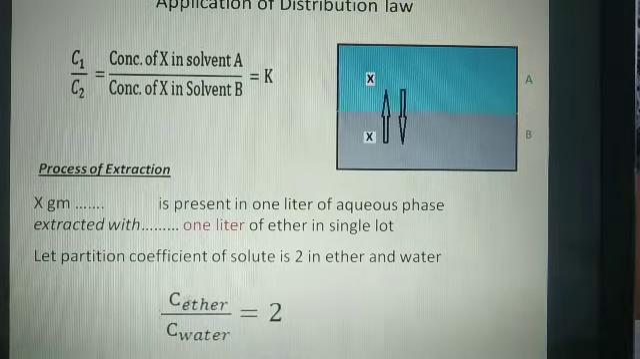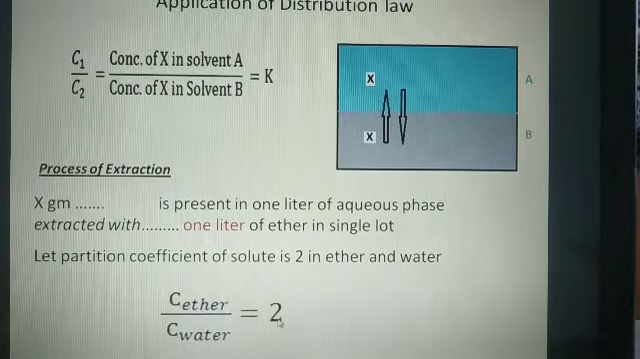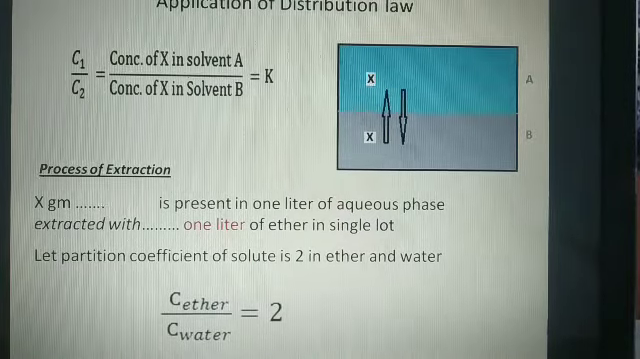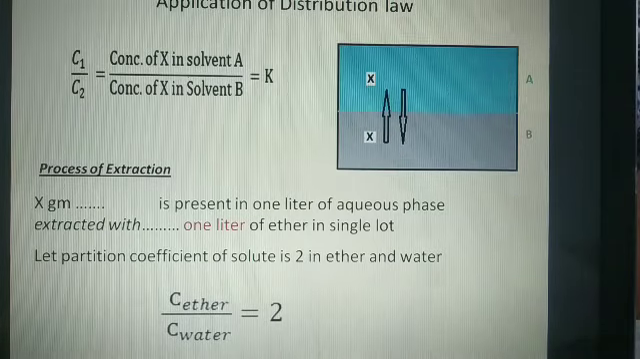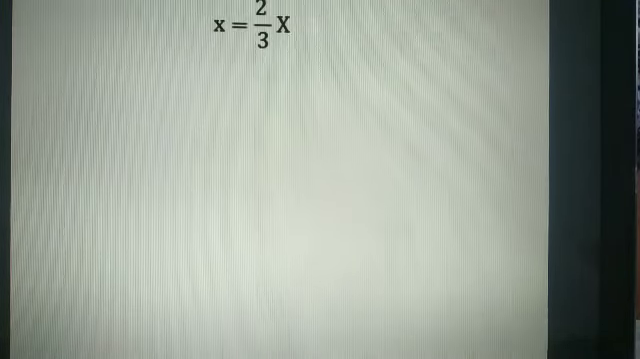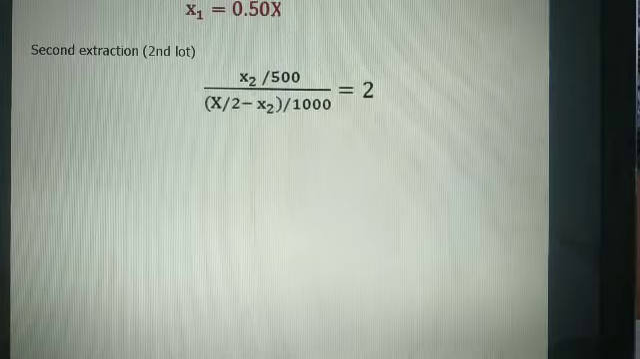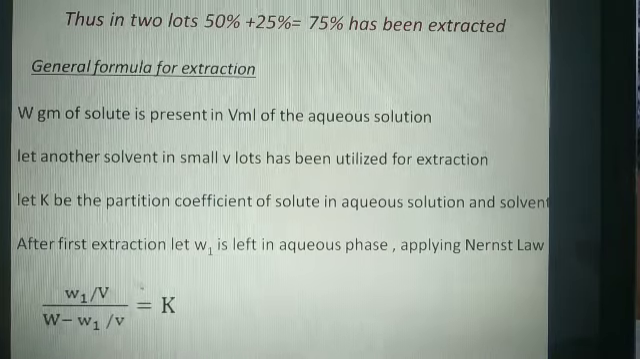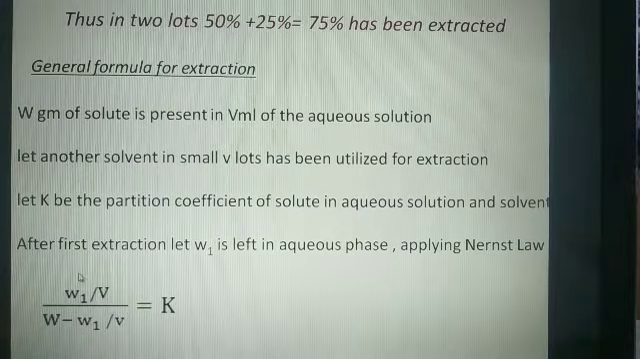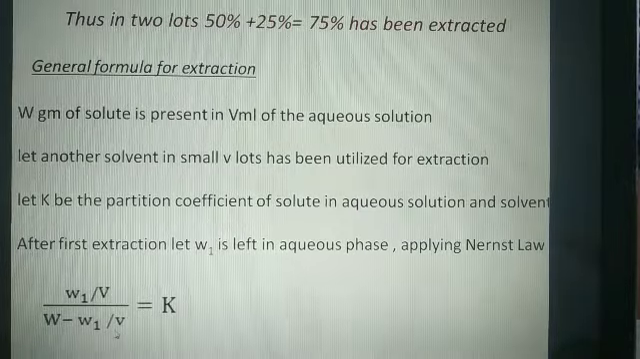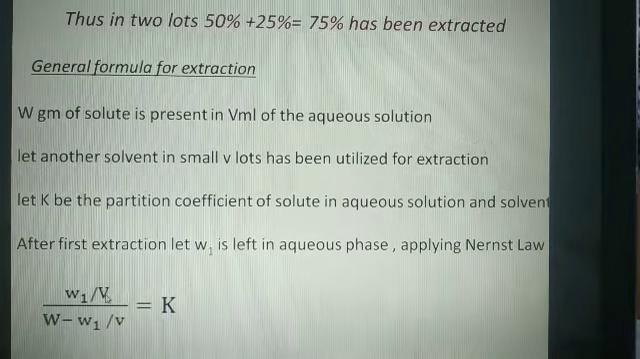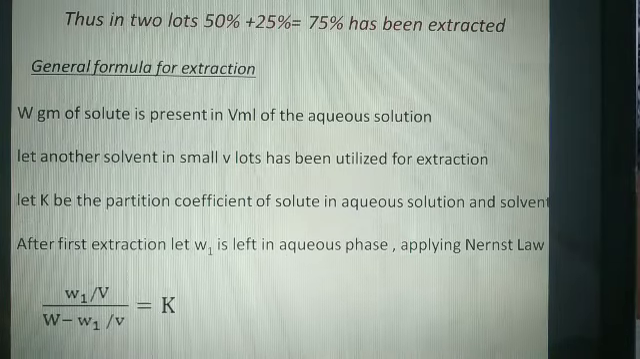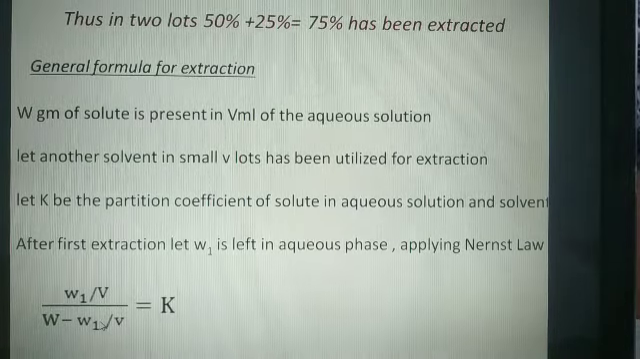Here, concentration in ether divided by concentration in water was used for this calculation. Now, the formula I am going to use is not the same. It is now concentration in water divided by concentration in solvent. That means if we take the previous example, here we take C in water divided by C in ether, whereas there we took C in ether divided by C in water.